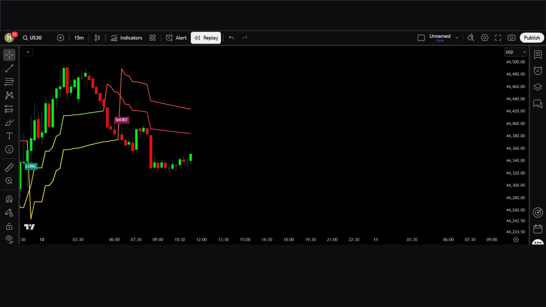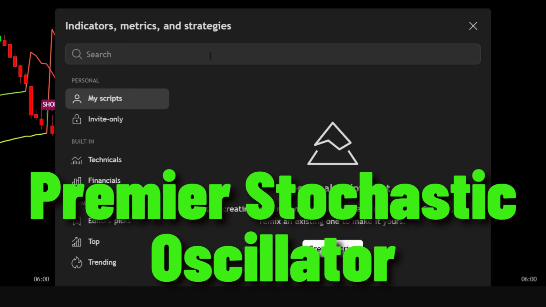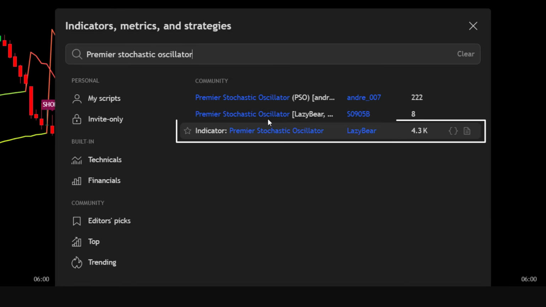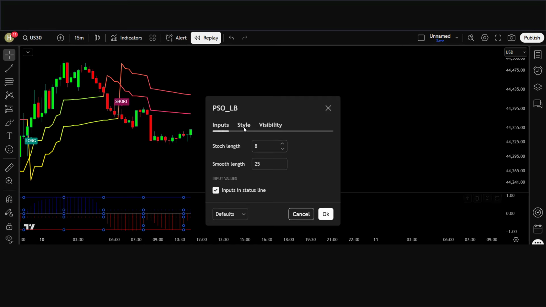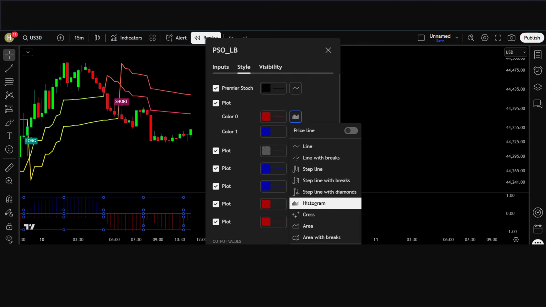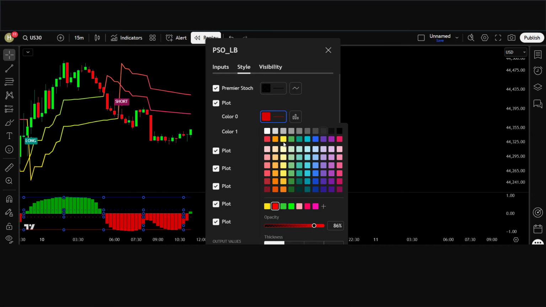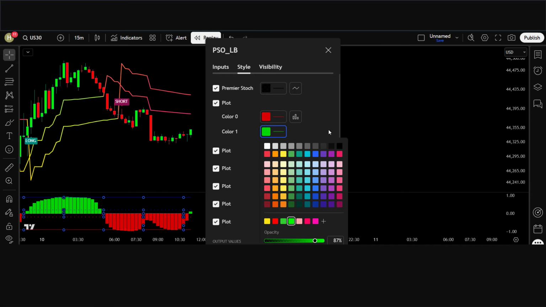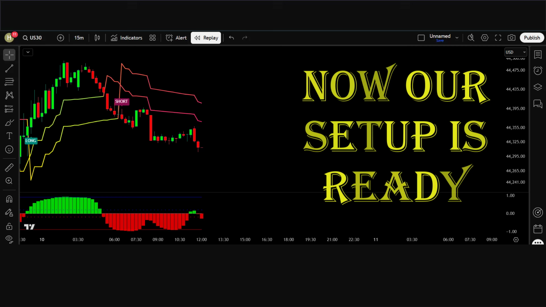Click on OK. Now let's add another indicator to the chart so that this strategy is more profitable. Let's click on Indicators. Search here Premier Stochastic Oscillator. Add this indicator to the chart. Now click on the Settings icon of the Premier Stochastic Oscillator. Adjust the settings. Now everything is fine. Click on OK. Now our setup is ready.